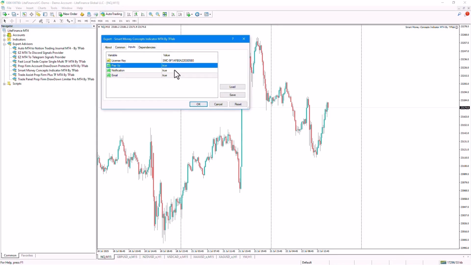In this same tab, you can also enable or disable the alert sound status. In the first input, you have the option to enable or disable the alert sound as a pop-up, which you can turn on or off to have it displayed on the alerts page. In the next input, you can enable or disable sending alerts as notifications to your mobile device. And in the last input, you can enable or disable sending alerts to your mailbox.